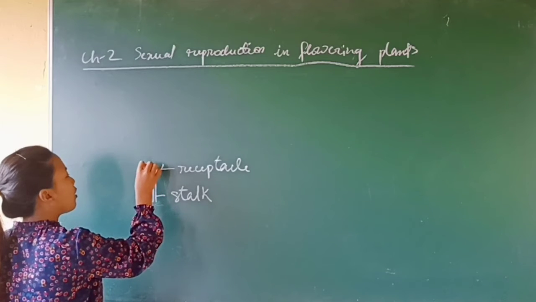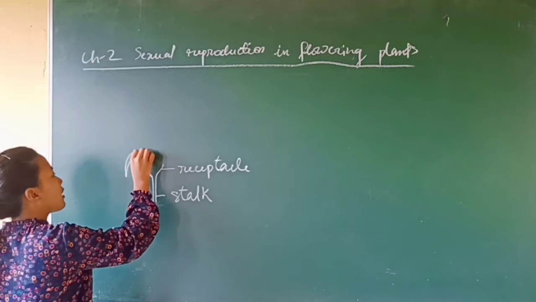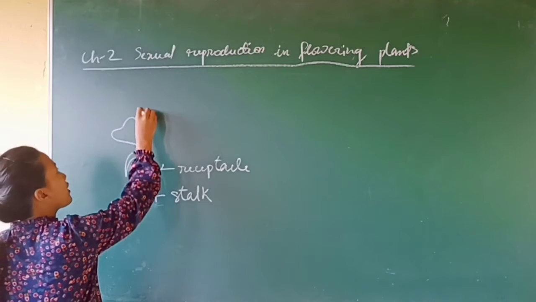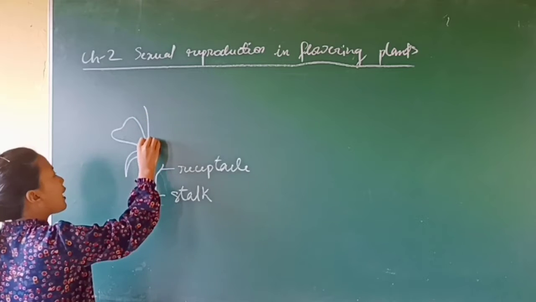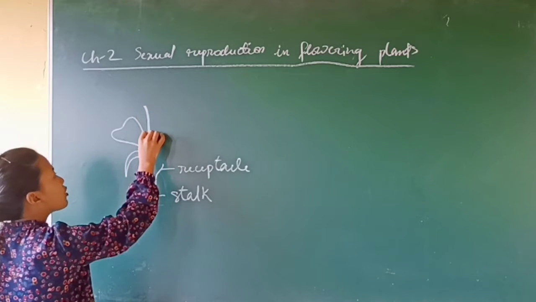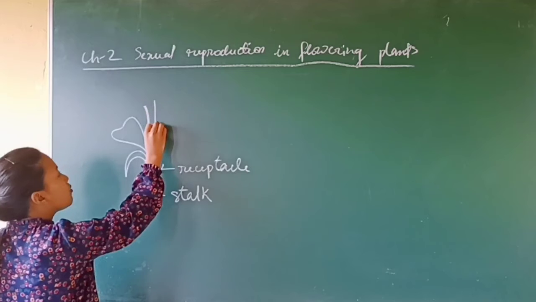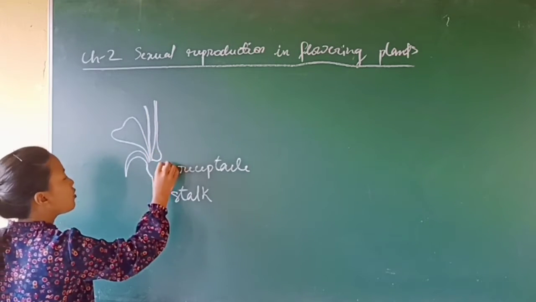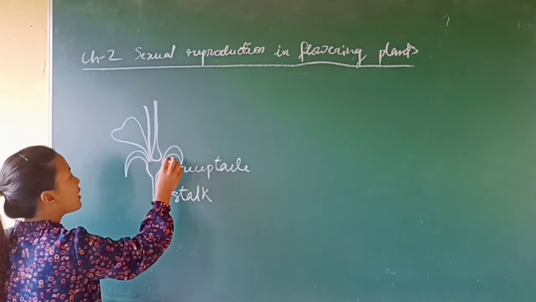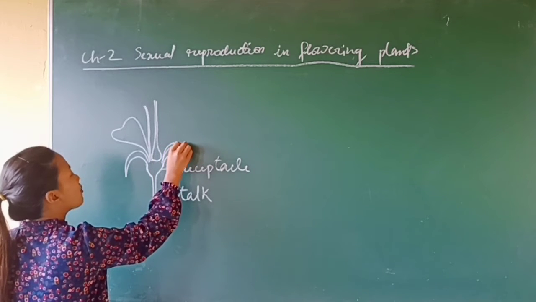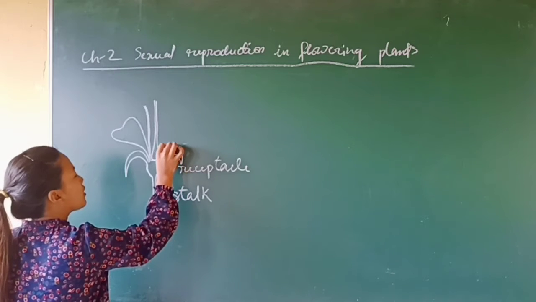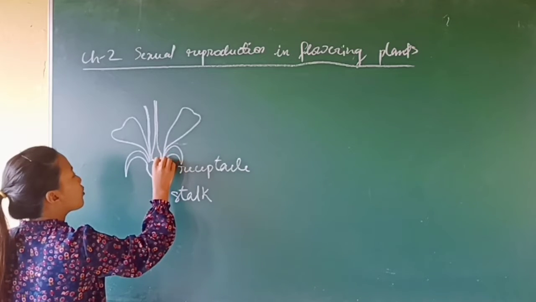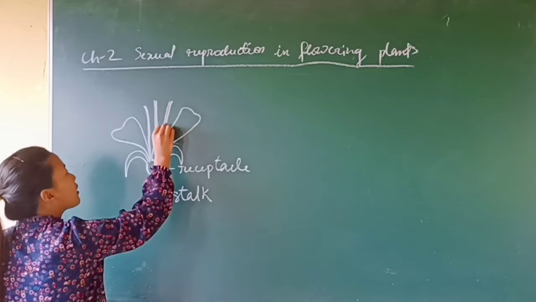From the outermost, if you start, we have the calyx, and next to it we have the corolla. Next to it we have the androecium, and after that, in the innermost, we have the gynoecium. So this is the calyx. Calyx is a collection of sepals that look like a leaf, and this calyx protects the flower during the bud stage.